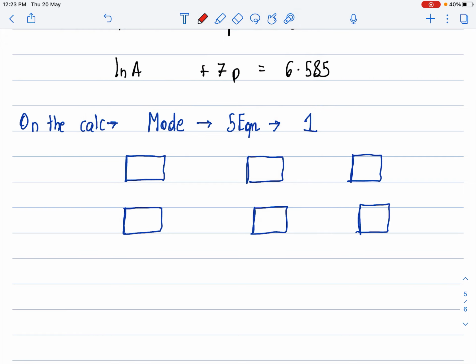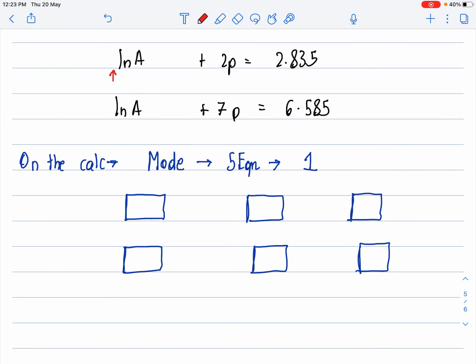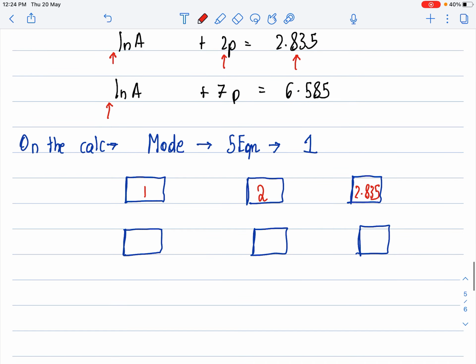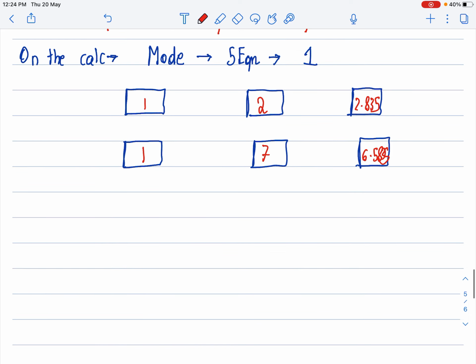So now in the first box put the coefficient of ln A, which is 1. In the second box put the coefficient of p, which is 2, and in the last box put the constant, which is 2.835. In the bottom boxes put first the coefficient of ln A, which is 1, then 7, and then 6.585. Just do this much. Just plug in these values onto your calci.